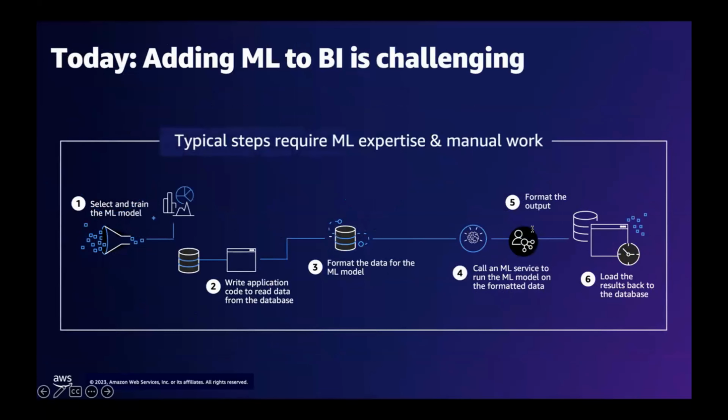Today's focus is on ML-powered insights provided by QuickSight. What if you don't use QuickSight, and add ML to your BI yourself? Here are the typical steps involved in adding ML predictions to BI. The data scientist needs to train the ML model. The application code needs to format the data to work with the ML model. Then it needs to call the service to run the ML model and finally read the results back.